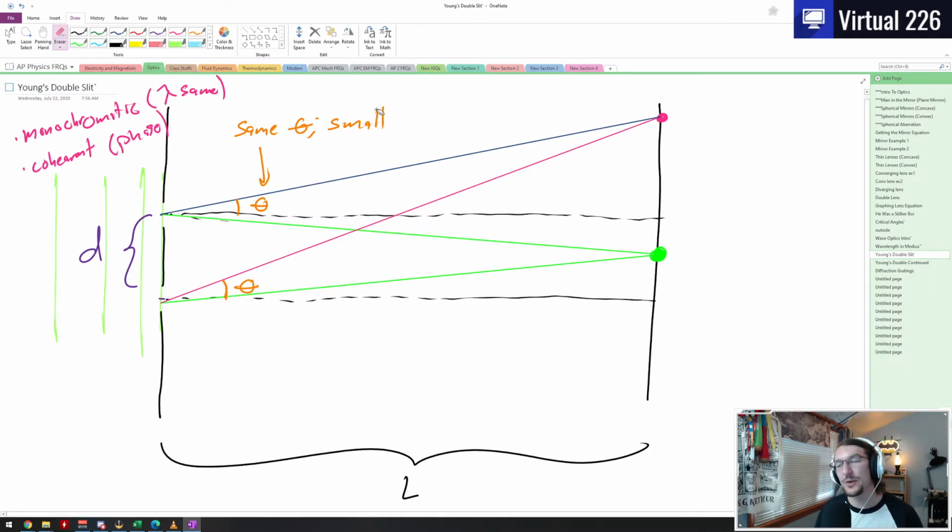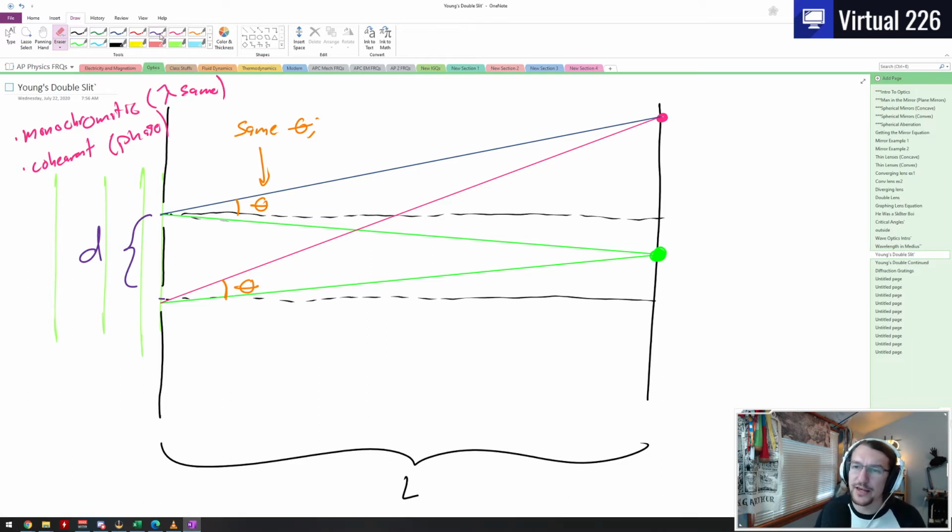Technically they don't have to be small angles, but to show this proof, it works easiest that way. What we're really saying is these angles have to be the same. Even though when you look at how we've drawn it, they clearly don't look the same, if the viewing screen is much farther away, they start getting close to the same, and it will work for the wavelengths we're talking about with light.